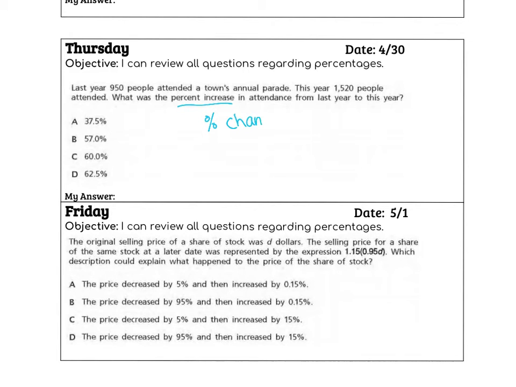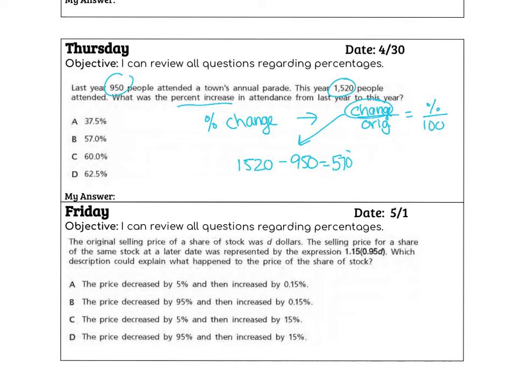So percent change, the formula is change over the original is equal to percent over 100. So the change, how we find that, is we have to subtract this year, 1,520, minus last year, 950. And that will give us 570. So that represents the change. So 570 over the original.